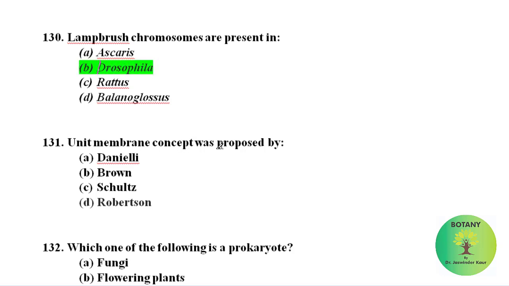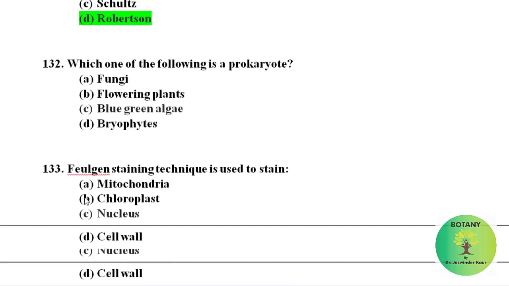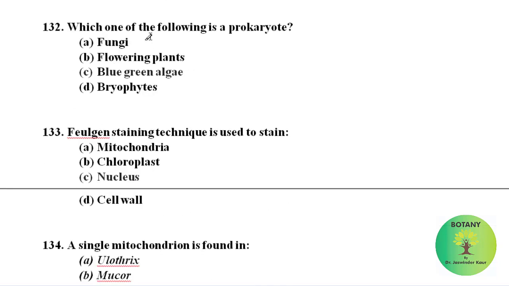Unit membrane concept was proposed by Robertson for the plasma membrane, and he gave this concept in the year 1959. Which one of the following is a prokaryote? Blue-green algae or the cyanobacteria are known as prokaryotes. Feulgen stain technique is used to stain? This technique is used to stain the nucleus of the cell.